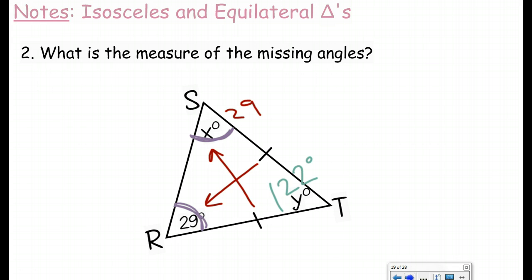Ashley, what are you doing? 122. Are we okay with where that came from? No. 180 minus 29 minus 29.